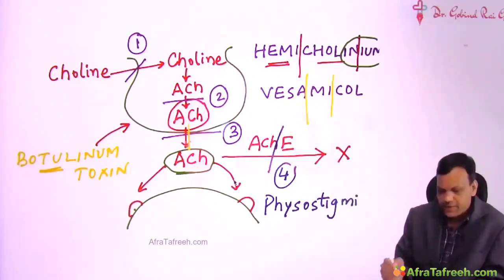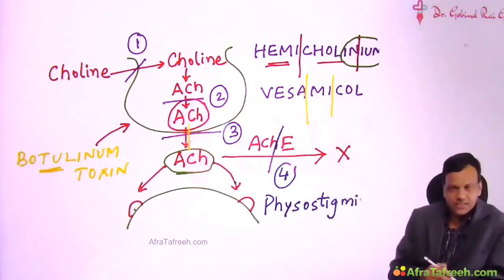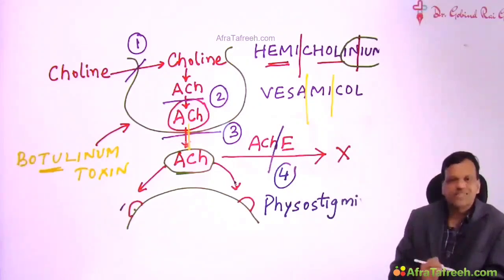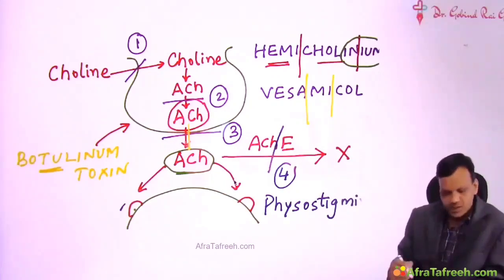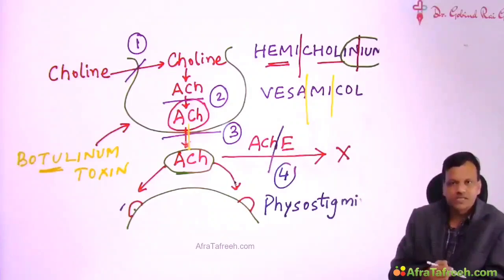So if a drug inhibits acetylcholine esterase, then acetylcholine cannot be broken down. So there will be more acetylcholine in the synapse, so it will produce more parasympathetic action. So physostigmine is opposite to the other three drugs we have discussed. Physostigmine will increase parasympathetic activity.